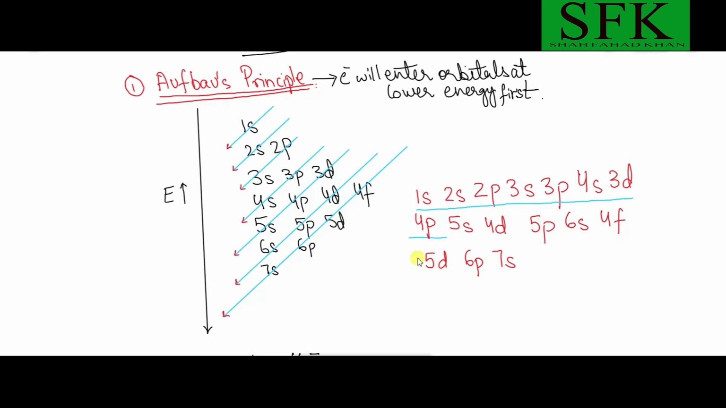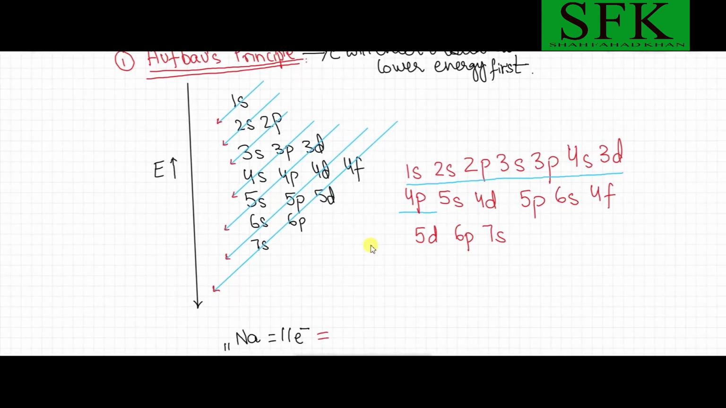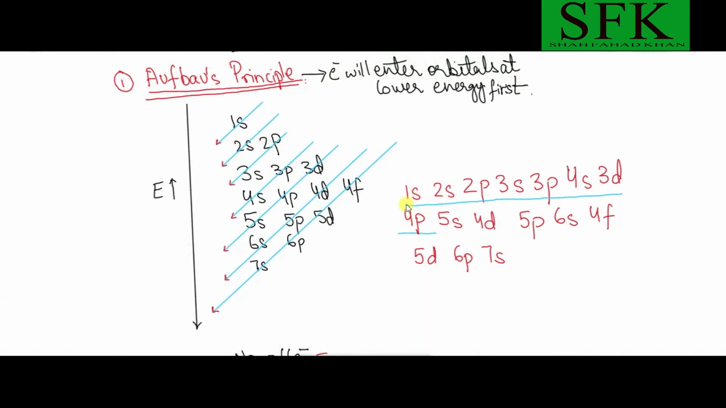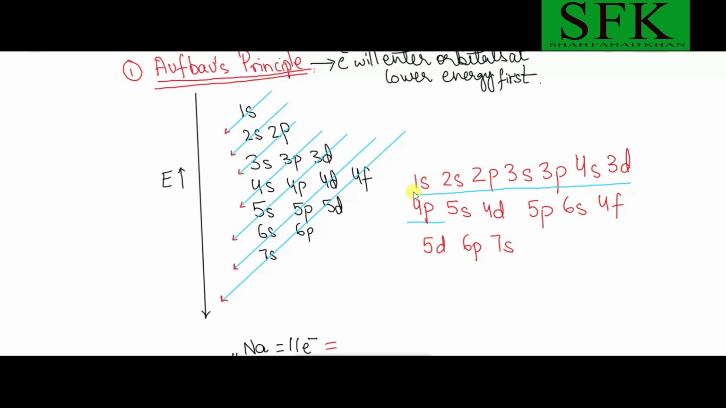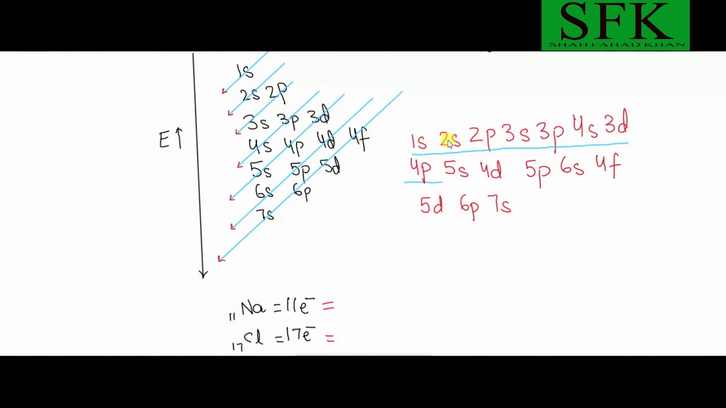In past year papers, I've seen questions being asked up to 4p, sometimes 5s, but in 90%, maybe 95% of the questions, they've asked the electronic configuration of elements that end at 4p, with 4p being the maximum. So it's important to know the electronic configuration till here at least.